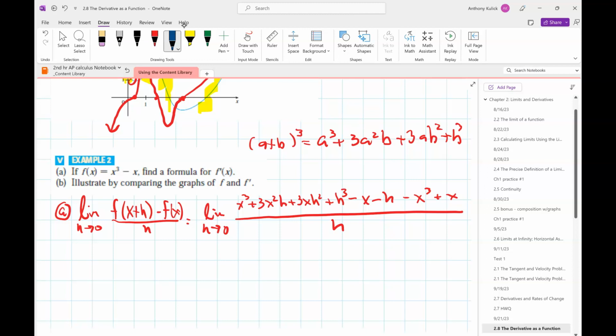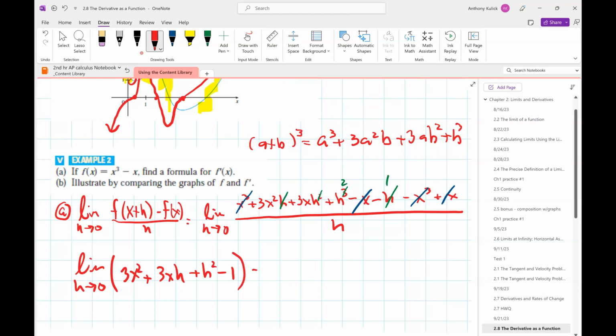All right. Combine some like terms. Everything left just has h's in it, so reduce some h's. So we have 3x squared plus 3xh plus h squared minus 1. When I do my direct substitution, I'm just left with 3x squared minus 1 because all the h pieces drop out, right?